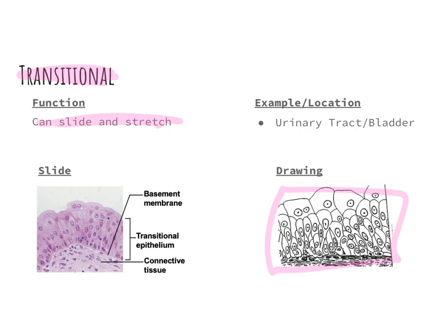So if you think about where in your body you would want to be able to stretch, your urinary tract and your bladder. So your bladder is made of transitional tissue, which means it can stretch and then accommodate all that urine and then shrink back to its normal size. And it can keep doing that. If we look at the slide, you can see those blob-like cells.